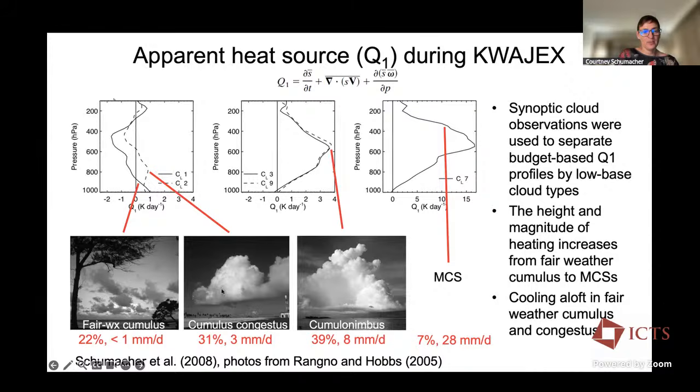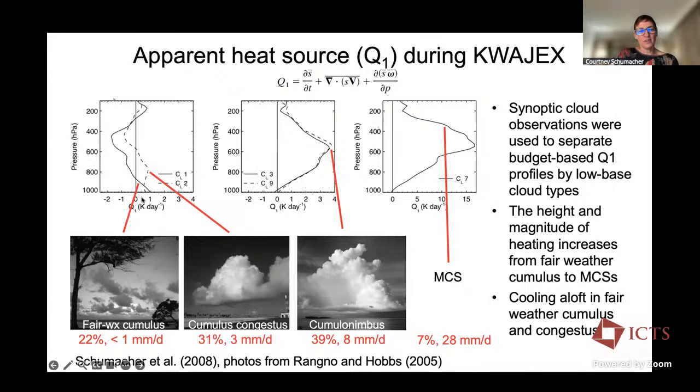So here's our fair weather cumulus, our cumulus congestus, our cumulonimbus. These are really pretty pictures from Art Rangno. He's a great photographer. And so the heating here, I'm going to start with the fair weather cumulus. Oh yeah, and these we use synoptic observations. I don't know if any of you have gone out and looked at convective cloud obs and had to do the WMO classification of low level clouds, mid level clouds. If it's CL1, it's low level, or it's a cumulus congestus with low base. If it's CL3 or 9, that's a cumulonimbus. CL7, that's going to be the MCS category.